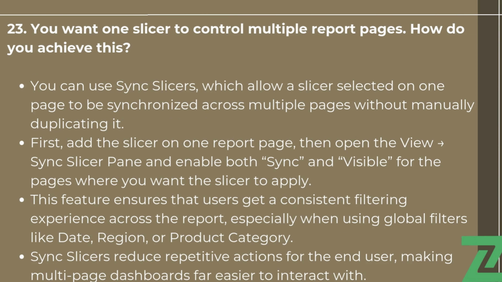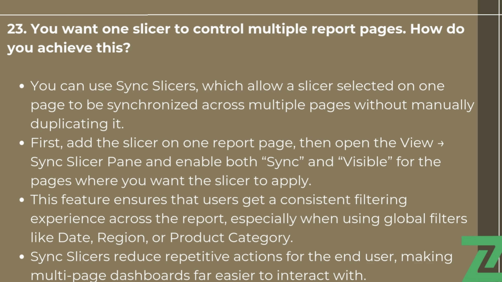23rd question. You want one slicer to control multiple report pages. How do you achieve this? You can use sync slicers, which allow a slicer selected on one page to be synchronized across multiple pages without manually duplicating it. First, add the slicer on one report page, then open the View > Sync slicers pane and enable both sync and visible for the pages where you want the slicer to apply.